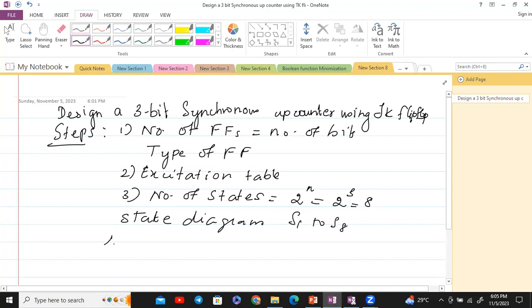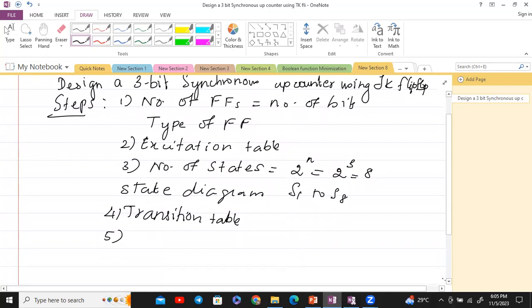We are going to use the notation S1 to S8. Okay. Then the fourth step is to form the transition table. What is the transition table? It has the present state, next state, and the outputs, which are the flip-flop inputs. The fifth step is to formulate the expressions based on the transition table outputs. And the sixth step is to implement the counter. Okay. So these are the steps to be followed.